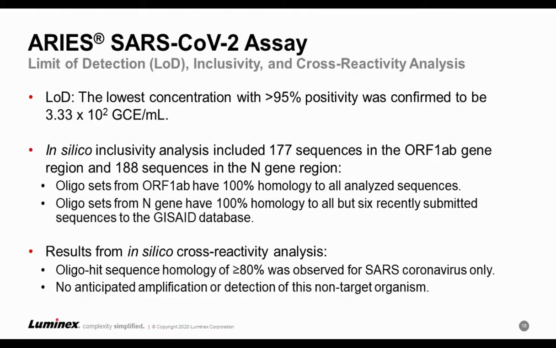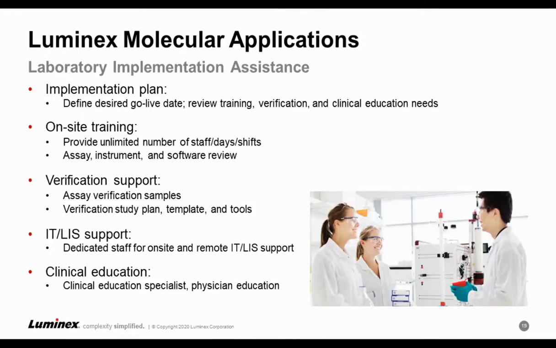We also did in silico inclusivity and cross-reactivity analysis. That inclusivity analysis included 177 sequences of ORF1ab and 188 sequences in the N gene. We had 100% homology compared to our primers in those sequences analyzed in the database. As far as cross-reactivity analysis goes, we only observed the SARS-1 or SARS coronavirus with over 80% homology to our primers. There's no anticipated amplification or detection of any organism that isn't targeted by the SARS-CoV-2 assay.